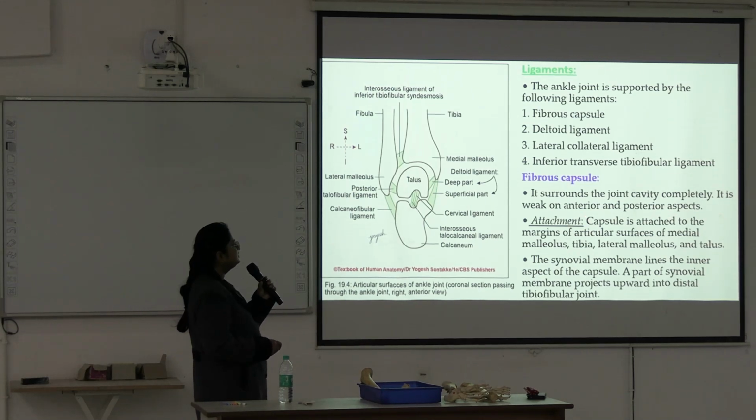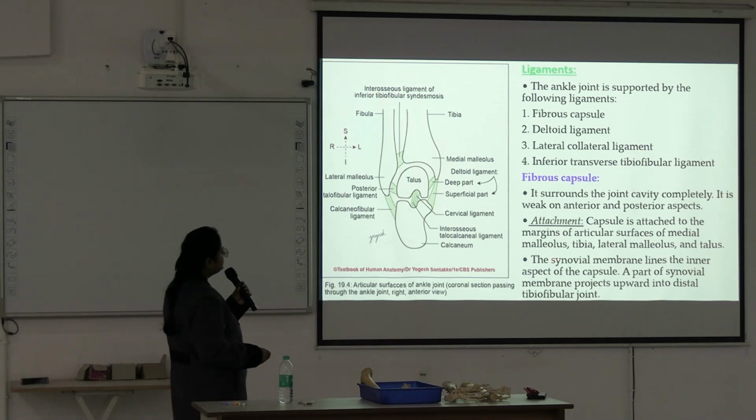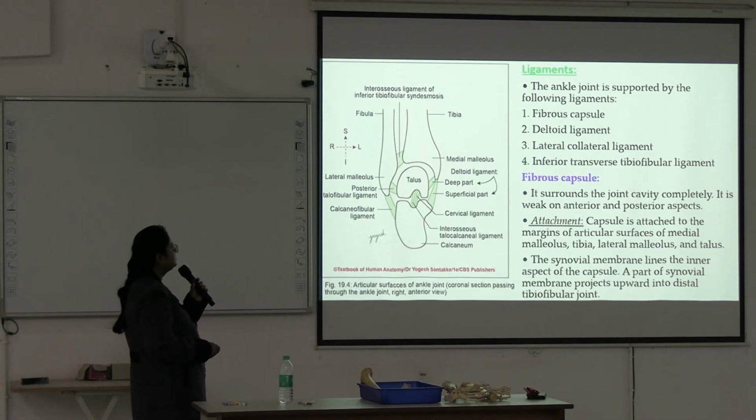What is the attachment? The capsule is attached to the margins of articular surfaces of the medial malleolus, tibia, lateral malleolus and talus. The synovial membrane lines the inner aspect of the capsule. A part of the synovial membrane projects upward into the distal tibiofibular joint. So this is the attachment of the fibrous capsule.